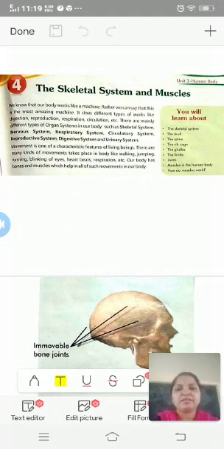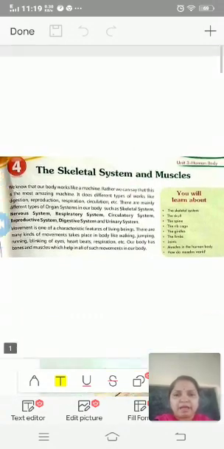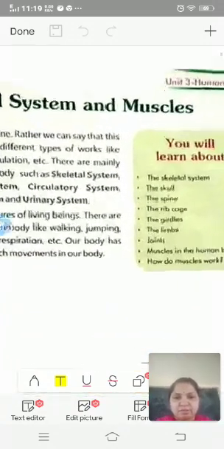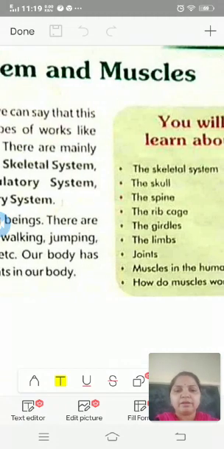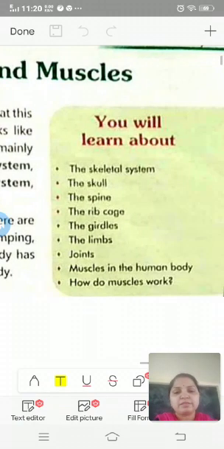The chapter is the skeletal system and muscles. In the last video we discussed the skeletal system, the skull, the spine, the rib cage, the girdle and the limbs. Today we are going to discuss the joints and muscles in the human body and how muscles work.